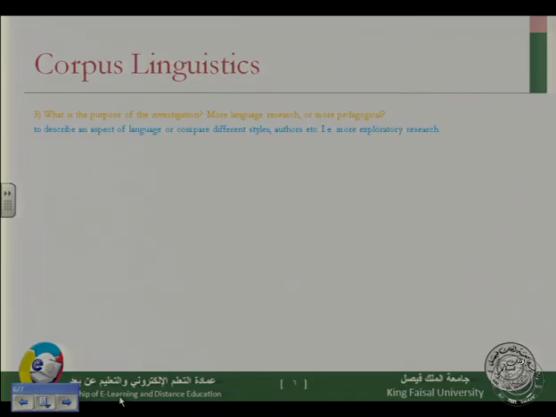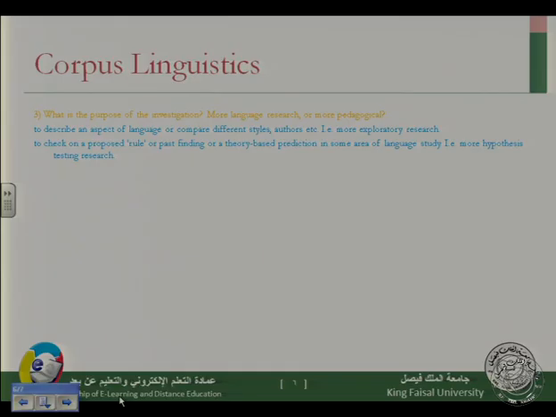Is it to describe an aspect of language, or to compare different styles, different authors? More exploratory research, you are exploring only, ethnographic? Or is it to check on a proposed rule or past finding or a theory-based prediction in some area of language? More hypothesis testing research.